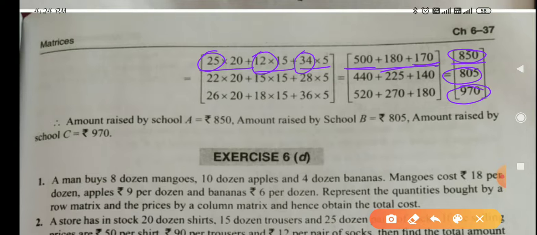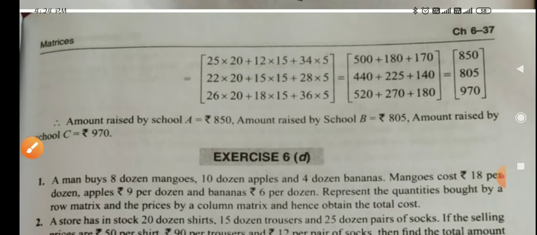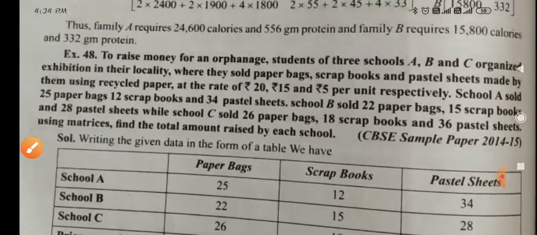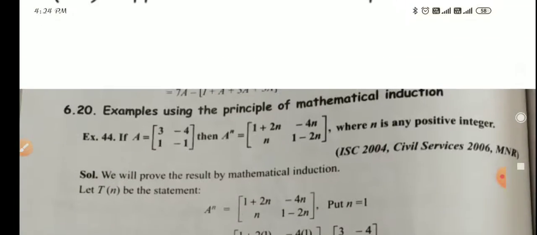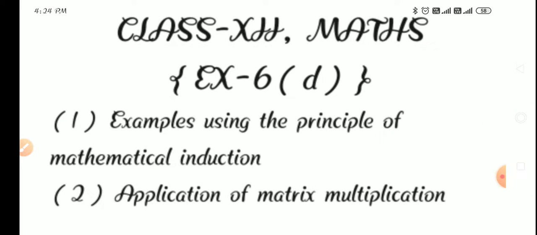After this, exercise 6D is coming. I hope after going through all these examples which I explained in this video, you will be able to solve all the questions of this exercise. Especially the student who requested me to explain this exercise, I have explained it. I hope you can do all the questions.